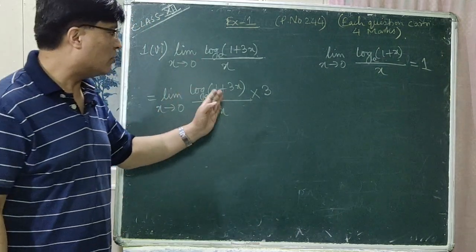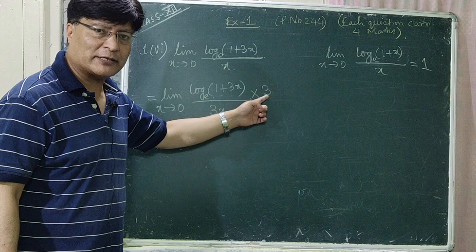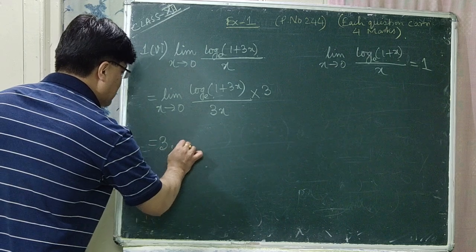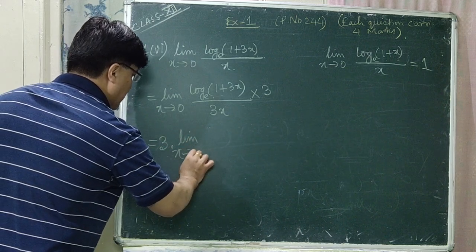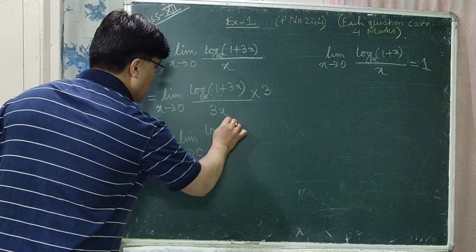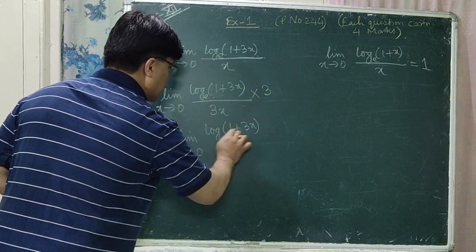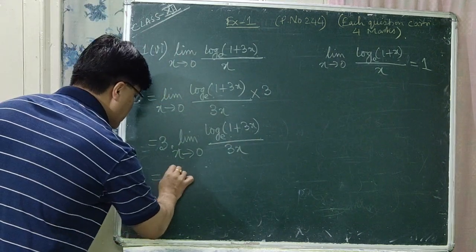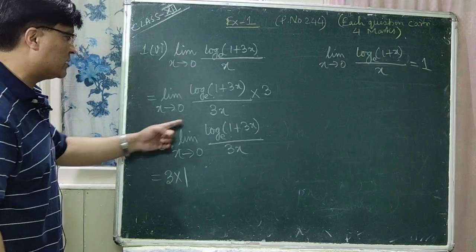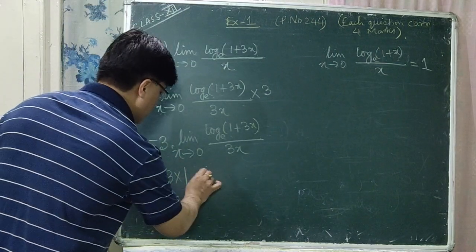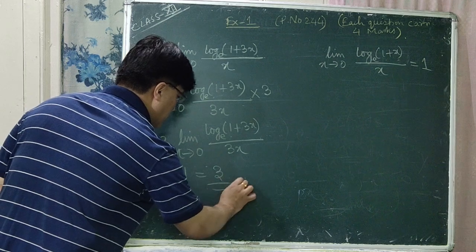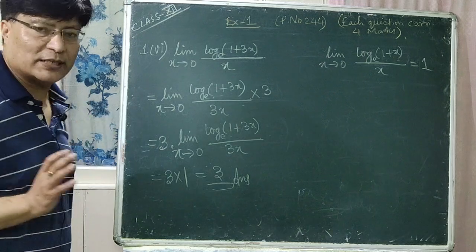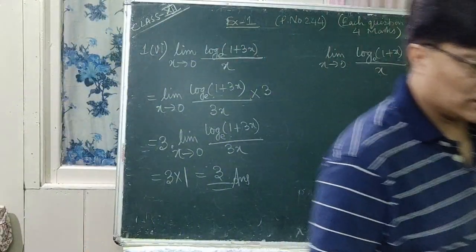Is that clear? Now this 3 is a constant which is free from x. You can write it before the limit. So this is equal to 3 into limit x tends to 0 log of 1 plus 3x, the base is e, whole divided by 3x. So this is equal to 3 multiplied by the value of this limit, which is always 1. So what is 3 ones? 3 ones are 3. So this is the final answer. So I think you have understood it. Okay. Now we'll do the next question.